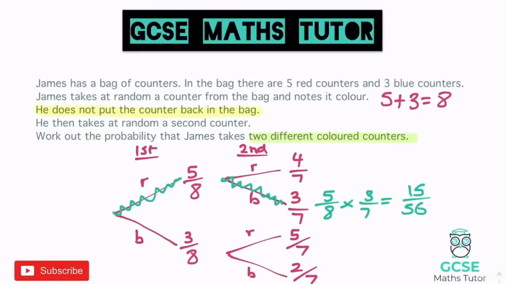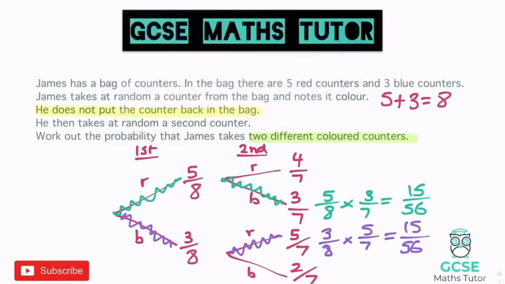Then we also have another route that we can go through. So if I swap colours for that, we could have a blue, and then we could have a red, and again that's going to be the 3/8 there multiplied by the 5/7 on that second branch, and that again gives us 15 out of 56 there. So there's our two probabilities.